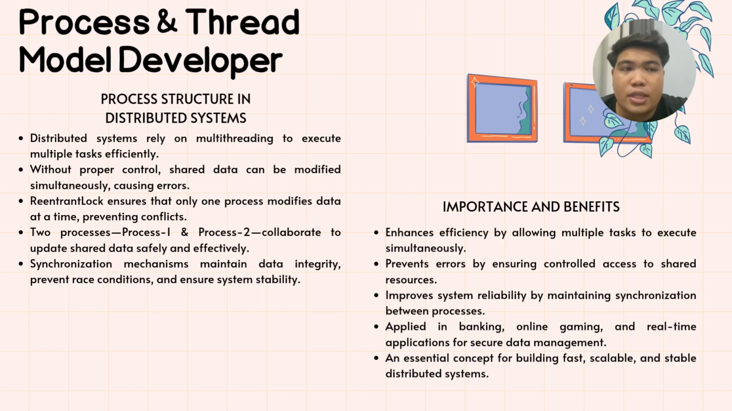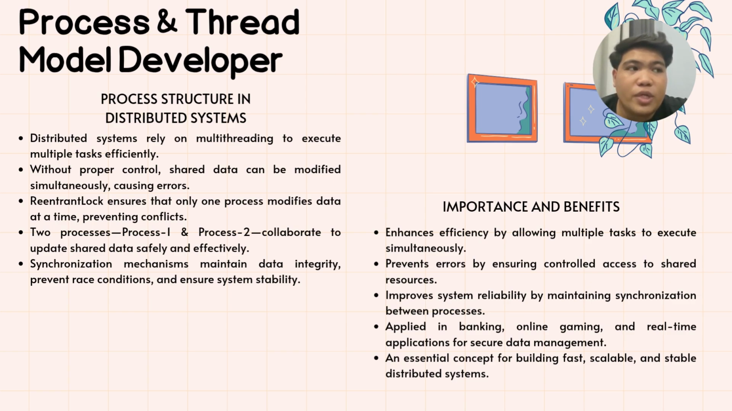We have two processes, process 1 and process 2. The processes work together to update shared data safely and correctly. Synchronization methods keep the data safe to stop race conditions, where tasks try to change data at the same time, and make sure the system stays stable.